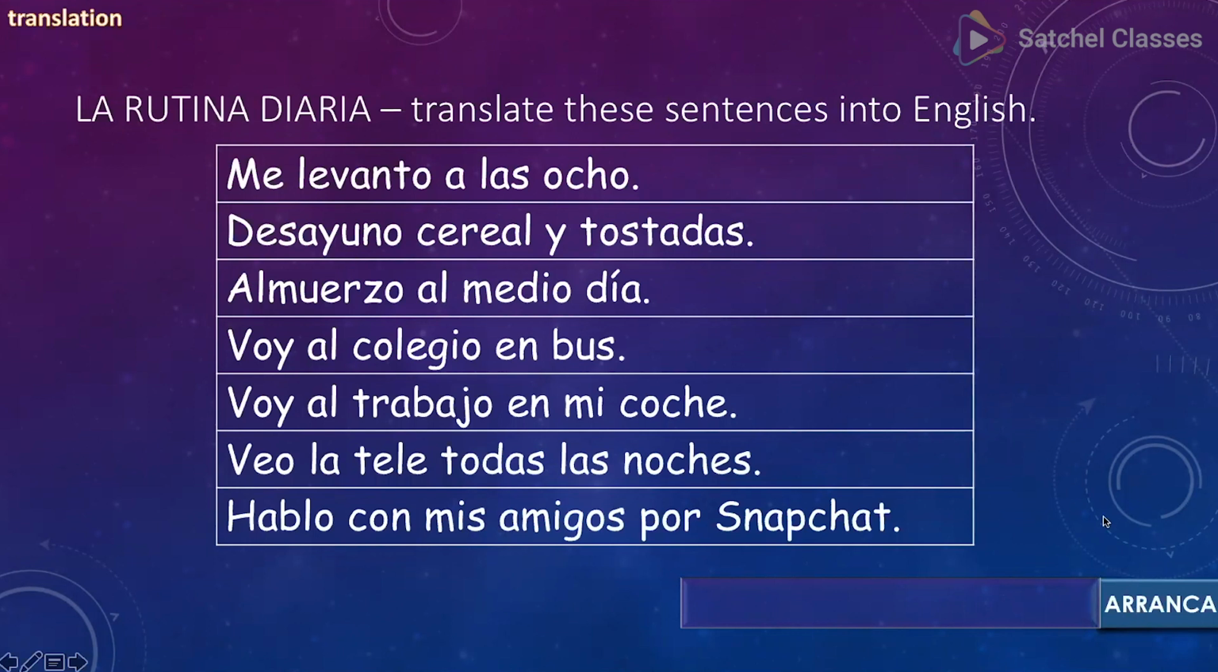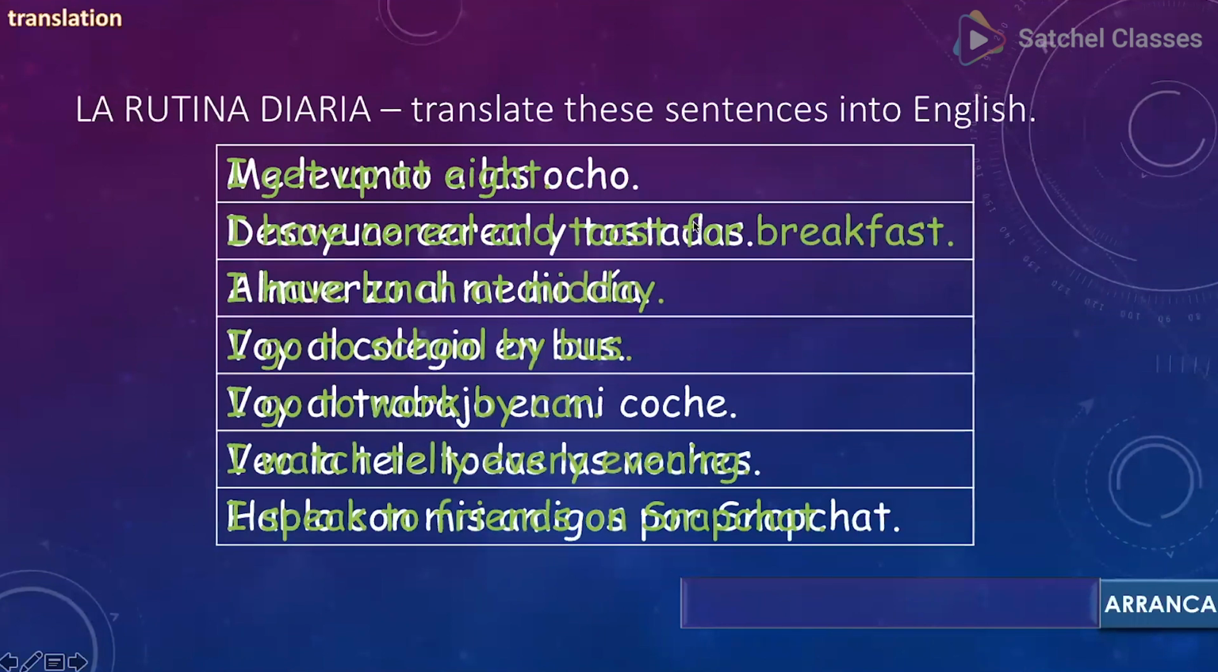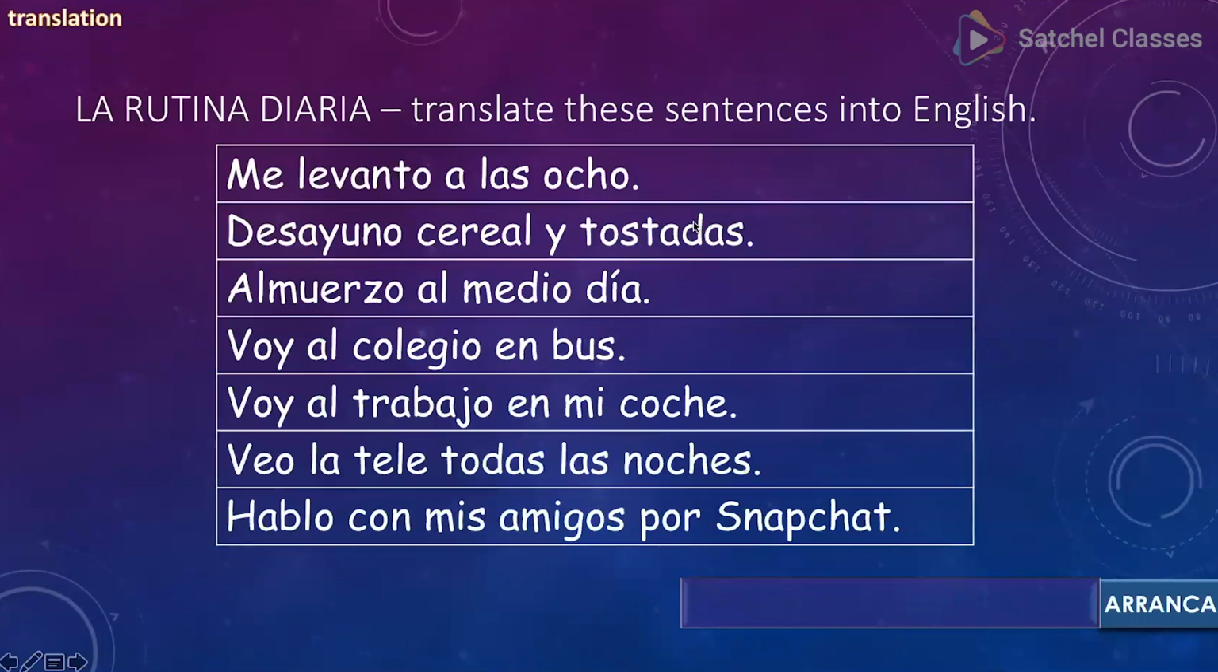And our time is up. Let's see the answers. The first one is I get up at 8. The second one is I have breakfast. I have cereal and toast for breakfast. The next one is I have lunch at midday. The next one is I go to school by bus. Then I go to work in my car. Then I watch telly every night. And finally, I speak to my friends on Snapchat.